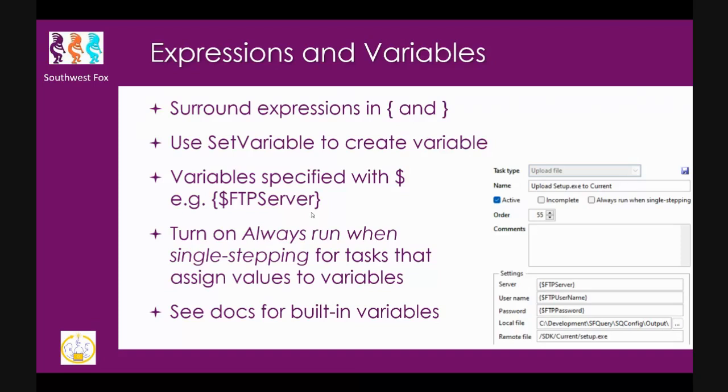Because if you're single stepping through and you start from step 5, but step 5 uses a variable that was defined in step 1, well, if step 1 never got executed, the task can't complete because the variable wasn't defined, so it can't know what the value is. So by turning on always run when single stepping, and you start from step 5, it'll execute 1 through 4 if those are variable tasks first. Then it'll hit step 5, and now those variables exist, and so it'll be able to carry on.